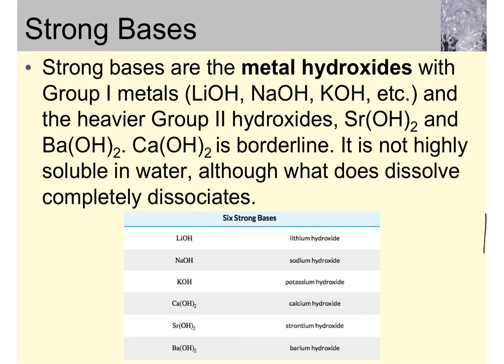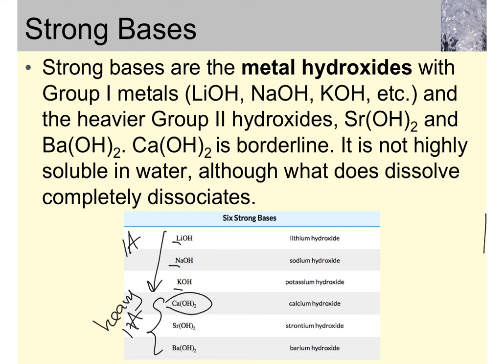As with the strong acids, there are 6 strong bases to memorize, and every other base you can conceive of is not strong. So again, there are patterns in here. All of the group 1A metal hydroxides, so lithium, sodium, potassium, they all make strong bases, dissociating completely in solution. And then what I describe as the heavy group 2A metal hydroxides: calcium, strontium, barium.